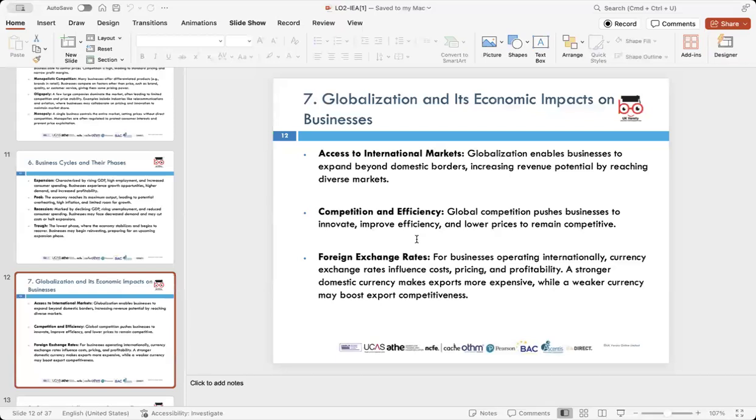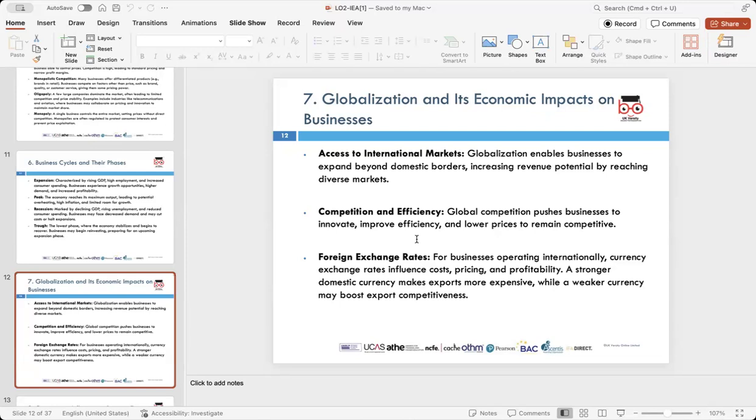Globalization and its economic impact on businesses. Access to international markets. Globalization enables businesses to expand beyond domestic borders, increasing revenue potential by reaching diverse markets.